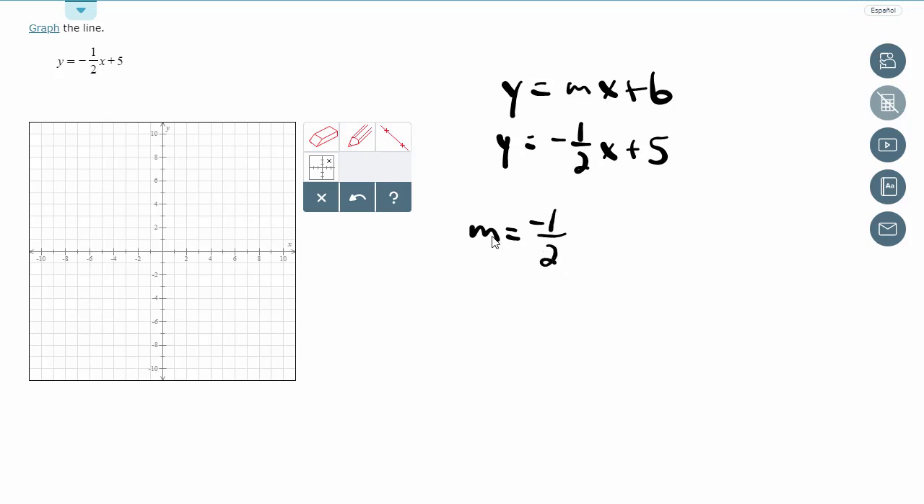Because again, slope tells us our directions of movement. The top number is up or down movement, and since it's a -1, it means to move down. And then the bottom number is a +2, which means move to the right.